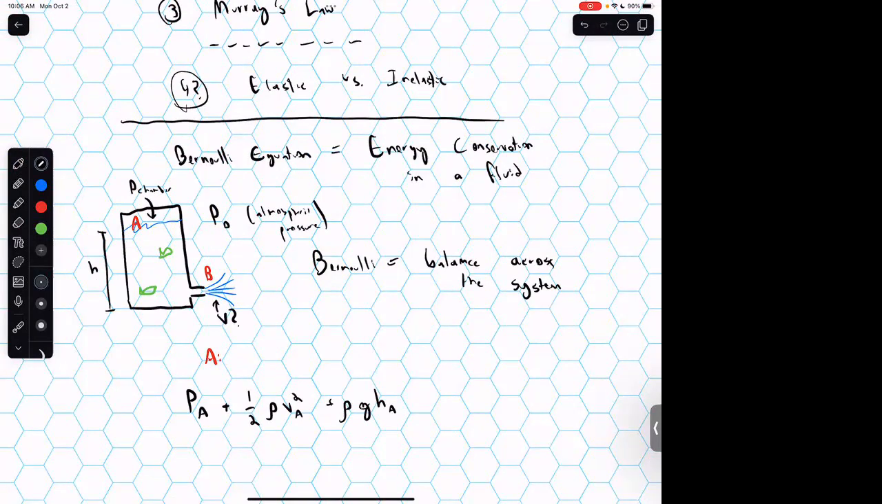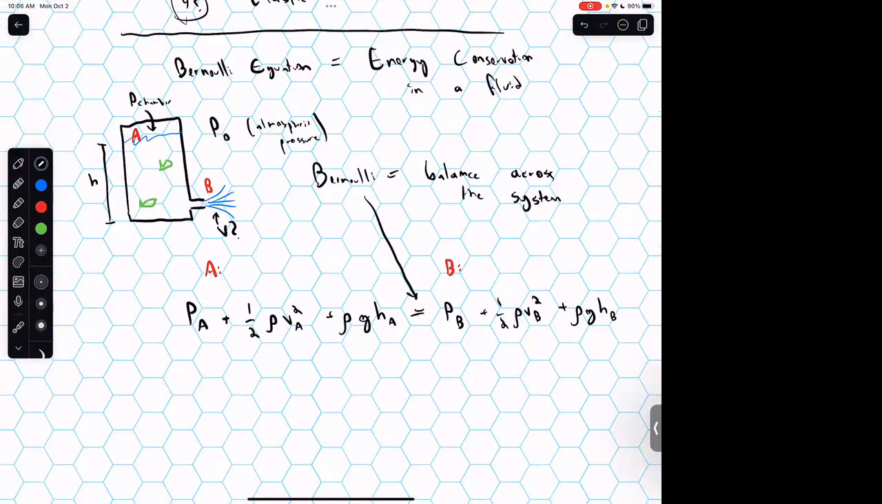And then I'm going to set that whole thing equal to point B, where I'm going to write down those exact same things again. So Bernoulli's equation is basically what allows me to do this equality here, where all this stuff on the left, which describes the top of the chamber, equals the pressure at point B, so where it's spewing out, plus 1/2 rho VB squared plus rho G H sub B, where H sub B is the height of the water above the bottom of the container at that point. Okay.